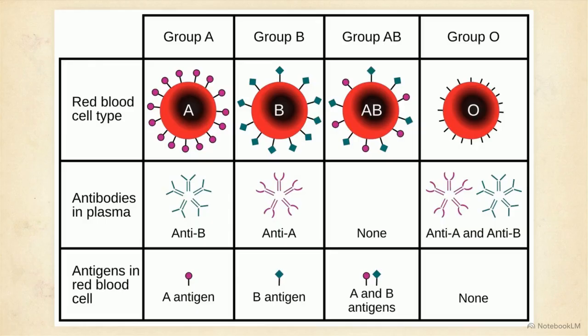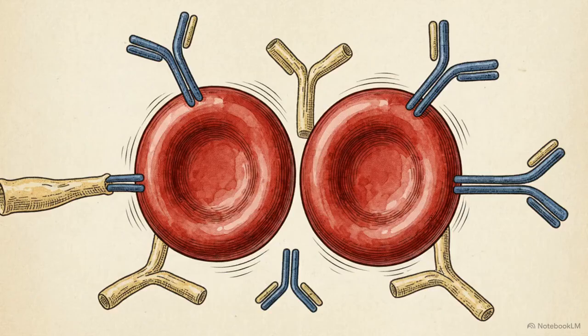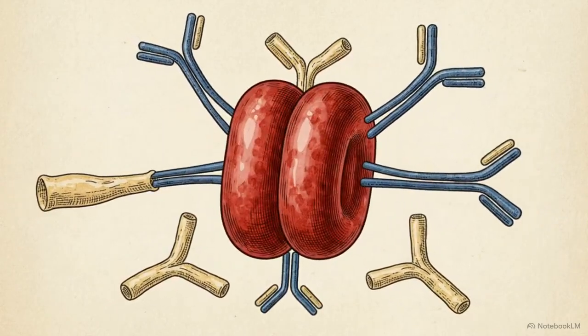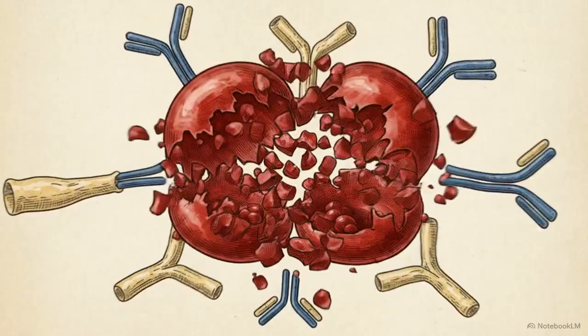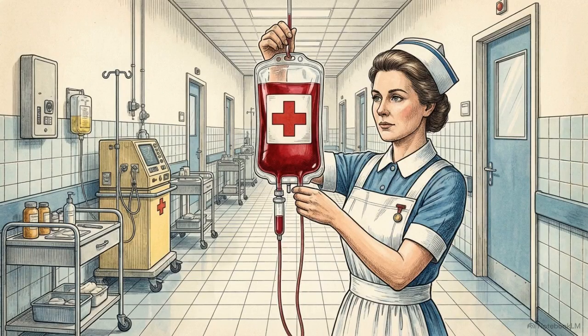This chart details the full matrix, but the far right group O column reveals a unique anomaly. The cell surface is completely blank, yet it is paired with a highly aggressive plasma profile containing both anti-A and anti-B antibodies. Because this system operates on absolute biochemical reciprocity, an adverse reaction is a mathematical certainty if the wrong variables are mixed. Applying this ABO logic to clinical reality dictates how we safely route donor resources to recipients.